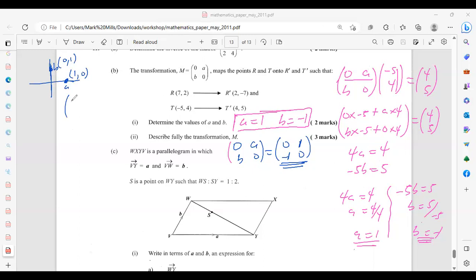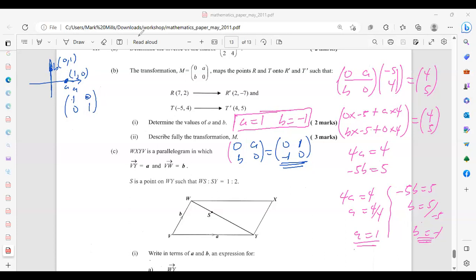So if you put the base unit, A is 1, 0, and B is 0, 1. This is the base unit for matrix transformation. We call it the base unit. When it's on the x-axis, it's 1, 0, and on the y-axis, it would be 0, 1. But this would have changed now.